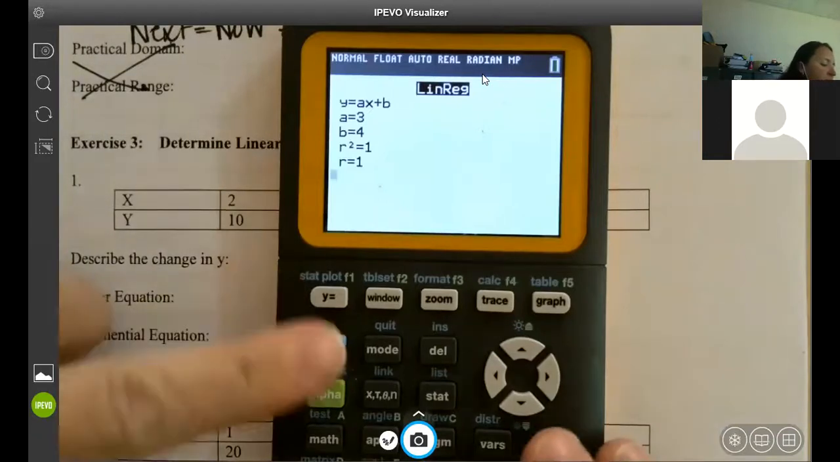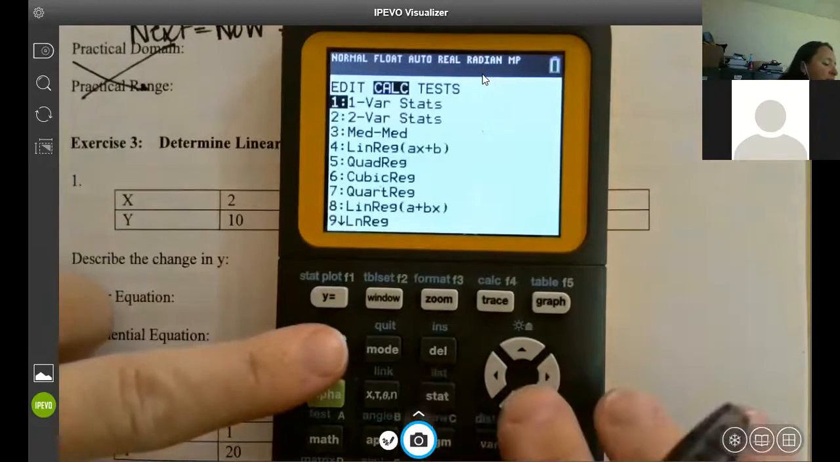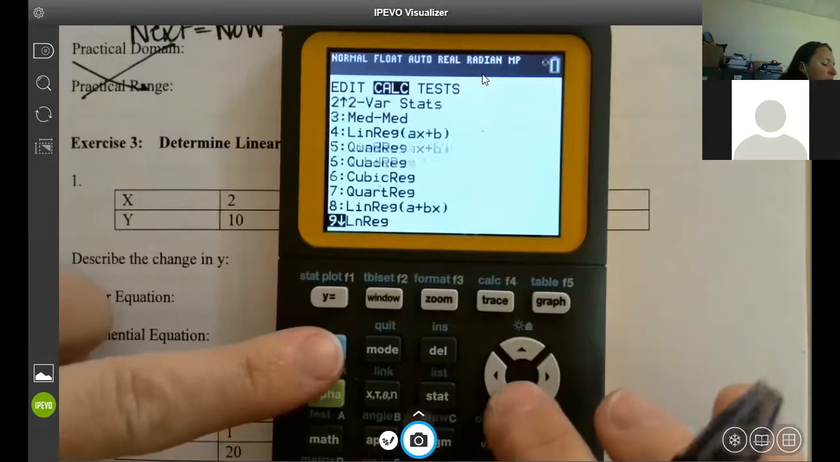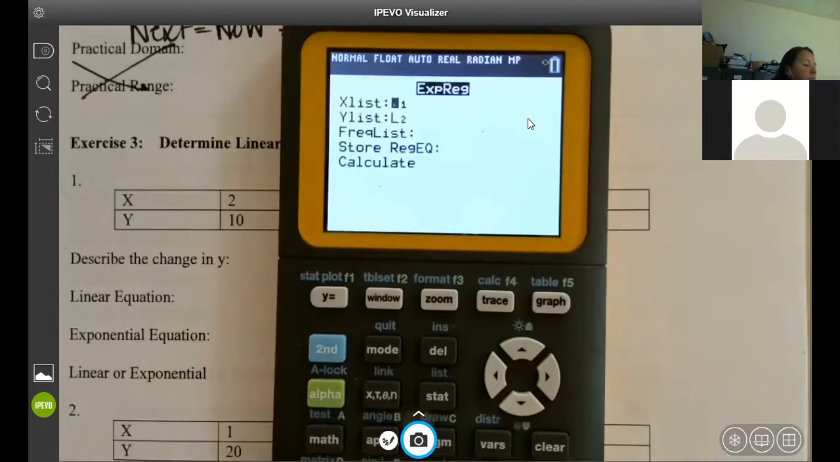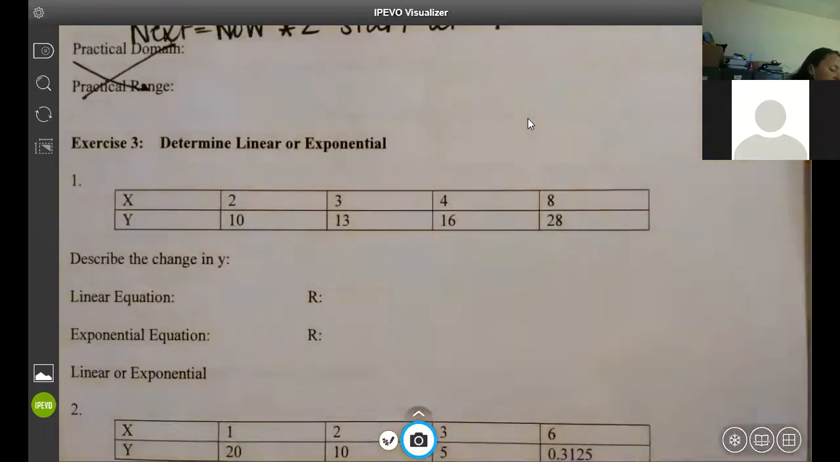All right, let's look again. I'm going to go to stat, calc, and I'm going to try exponential, which is the 0. Look at your R on this one. What's it say? 0.99. So 0.99, which one's better, 1 or 0.99? 1. So which function is this, linear or exponential? Linear. All right, so this one is linear.